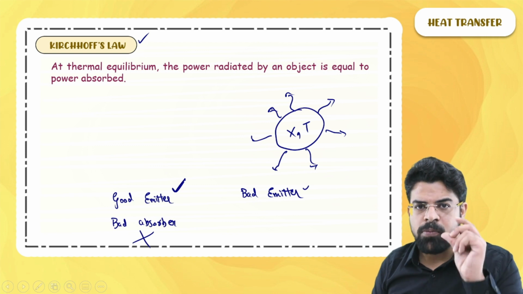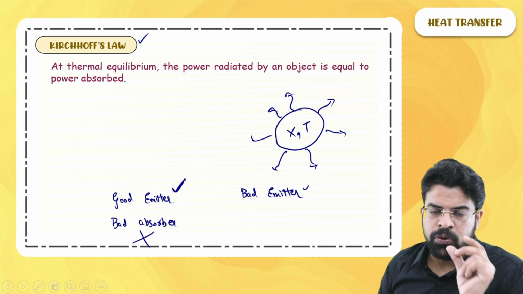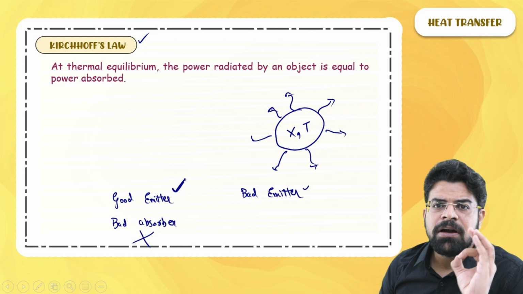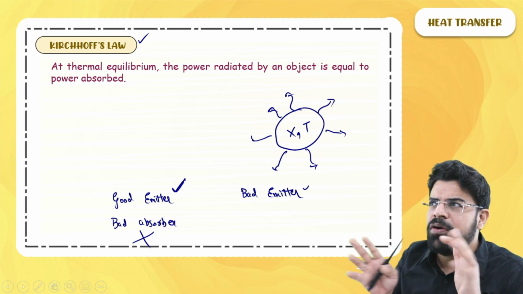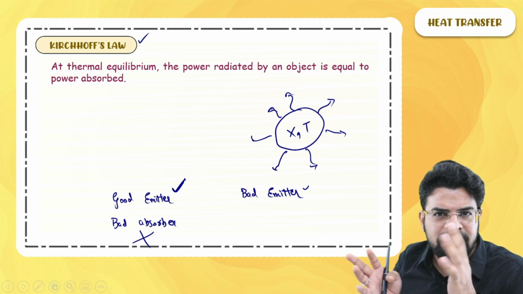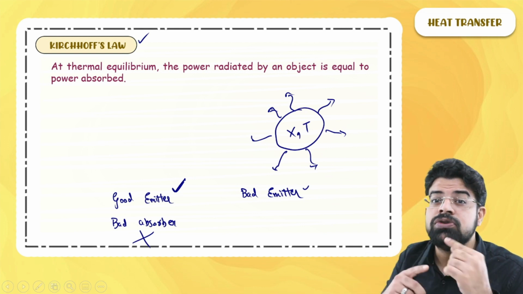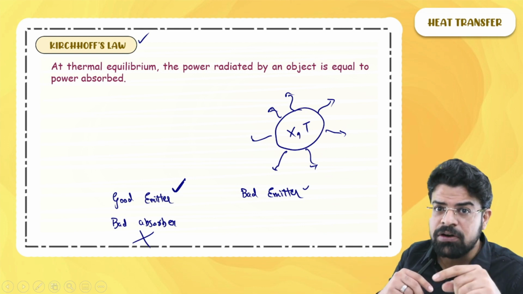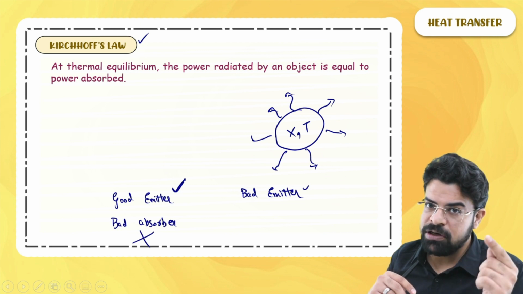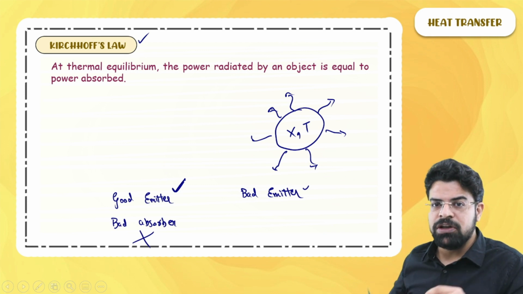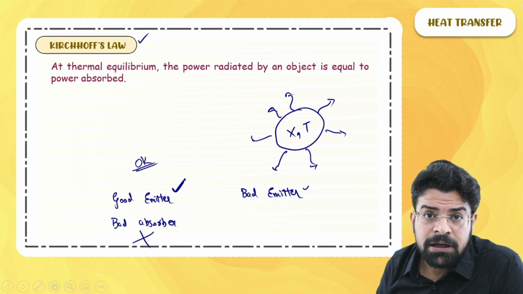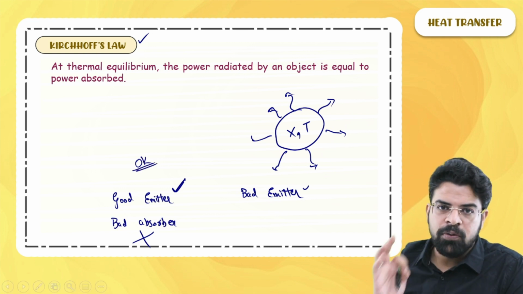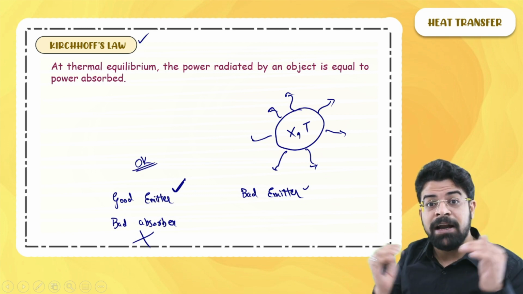I have got one more argument to support this. Why a good emitter can't be a bad absorber? Because if something emits a lot of energy but absorbs very less, it will constantly lose energy. And if it constantly loses energy, its temperature will start to drop and eventually reach 0 Kelvin, and there is nothing in your room which is at 0 Kelvin. Reason being, there is nothing in your room which is a good emitter but a bad absorber.